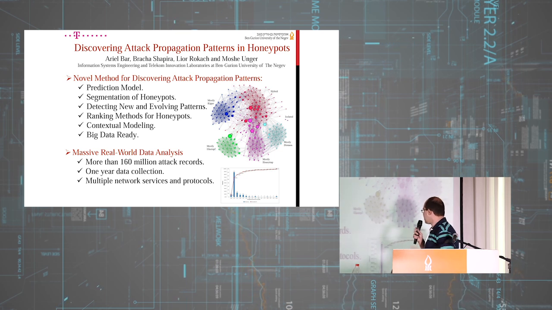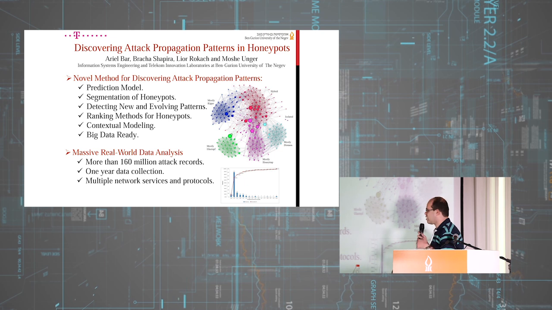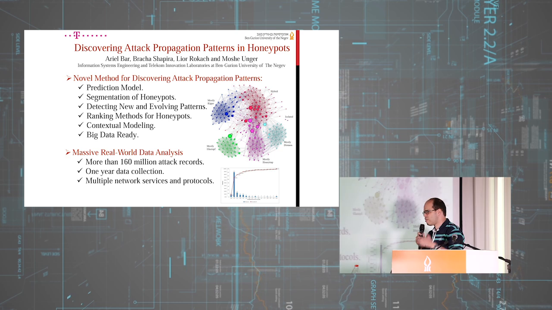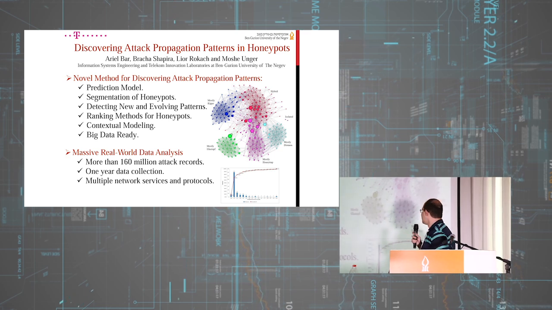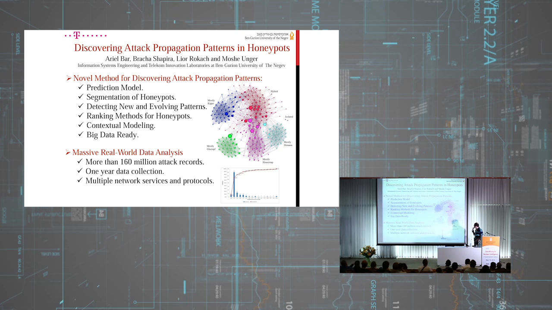In particular, this poster will be about the problem of propagation of attacks, an attacker that attacks several honeypots in a sequential order. And this is an example of how our final model looks. It's a graph that represents each honeypot as a node and the interactions between them.